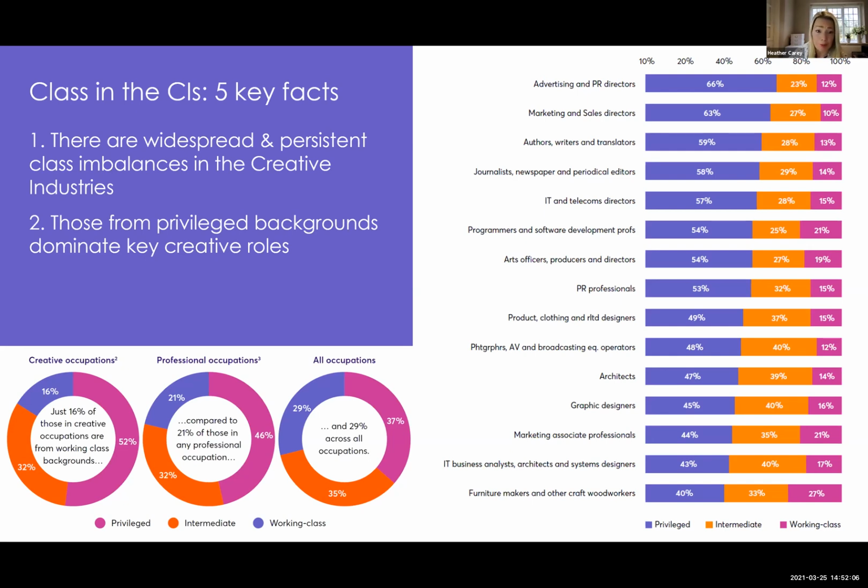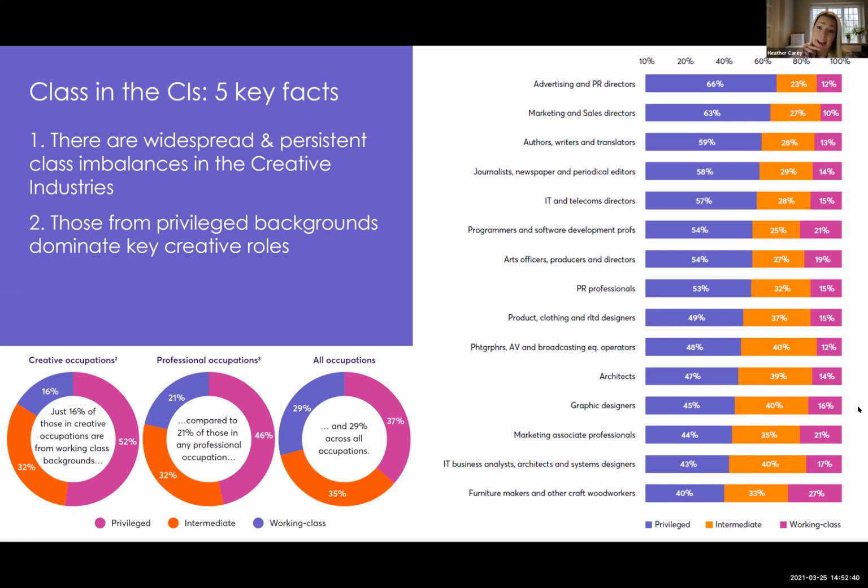And the flip side of that, of course, is that just 16% of those working in key creative roles in the creative industries were from working class backgrounds, compared to 21% of those across all professional occupations in the economy and 29% across all occupations. So at a really headline level, what that said to us is that social mobility is actually a bigger issue for the creative industries than it is for other professional occupations and for the economy as a whole. It's a really important starting point.